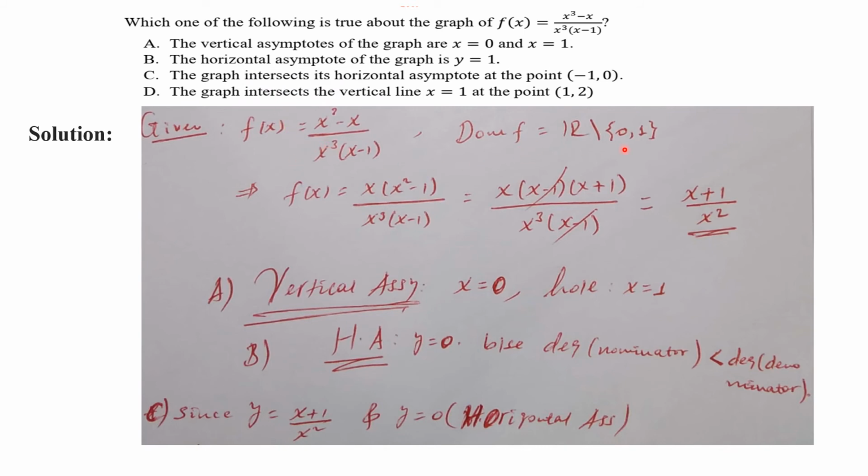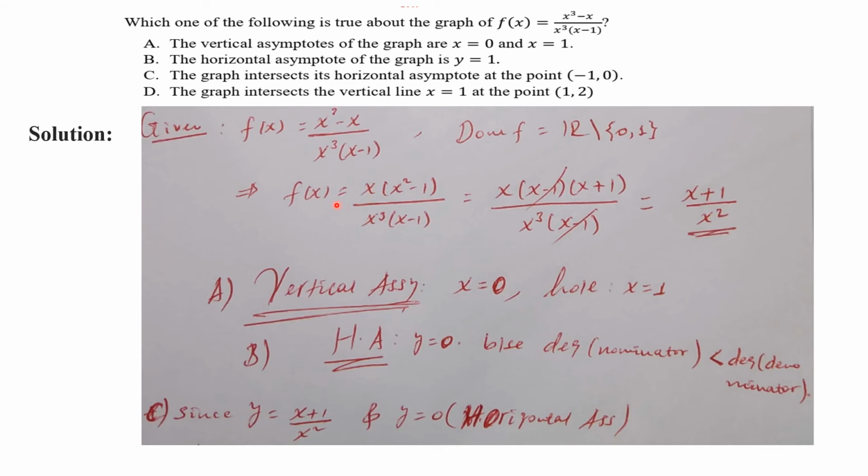Domain of f is a number without 0 and 1 because when you put 0, a number over 0 is undefined, and when you put 1, 1 minus 1 is 0, 0 times a number is 0, a number divided by 0 is undefined. So the domain of f is the real numbers without 0 and 1.